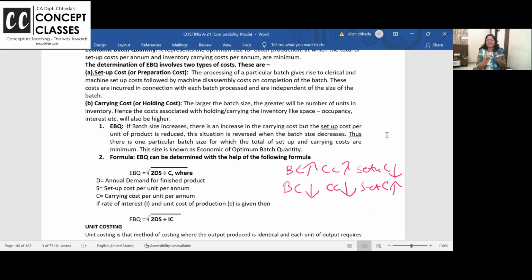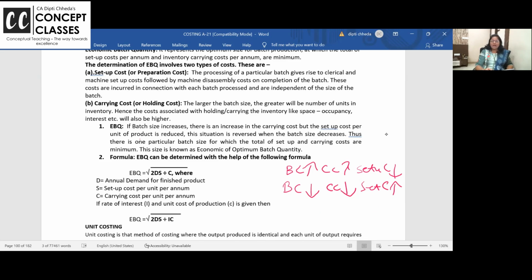Setup cost and carrying cost. The more you produce, your carrying cost is high. The less you produce, your setup cost is high. So there's an economic batch size where both the costs are equal and there is no loss. That is called economic batch quantity.